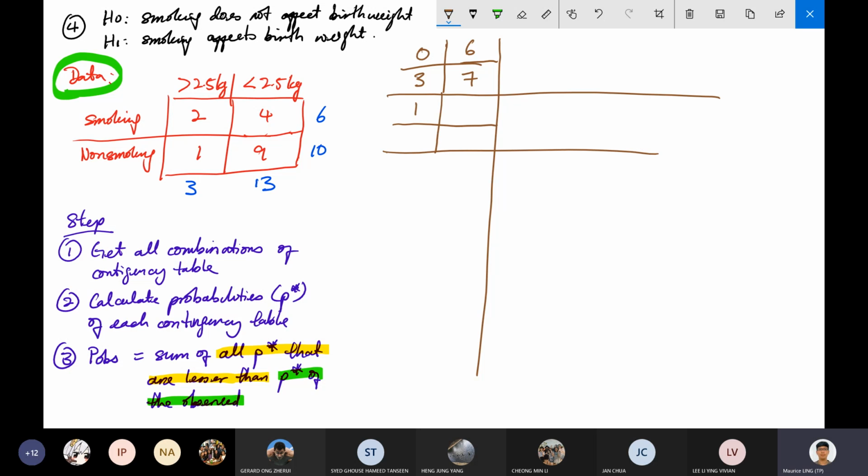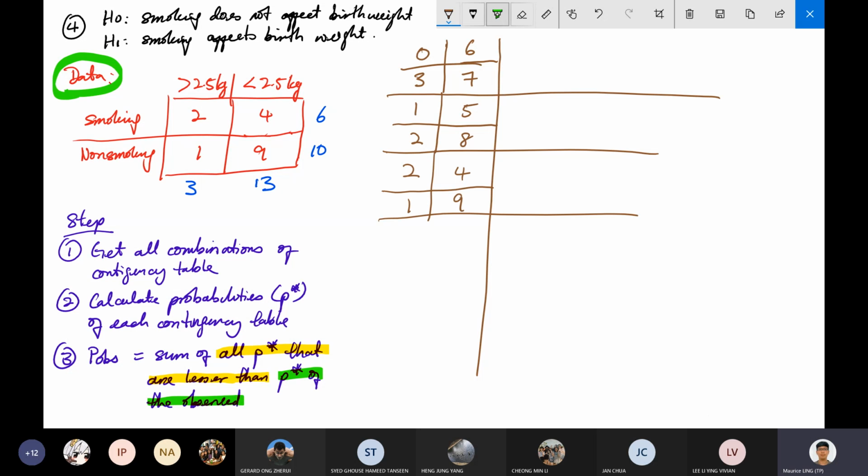Okay, so we start with 1. In order to get 3, here will be 2. The total is 6. 6 minus 1, here will be 5. And here will be 8. So we go to 2. In order, this 2 will be the same thing. 1 here, 4, and 9.